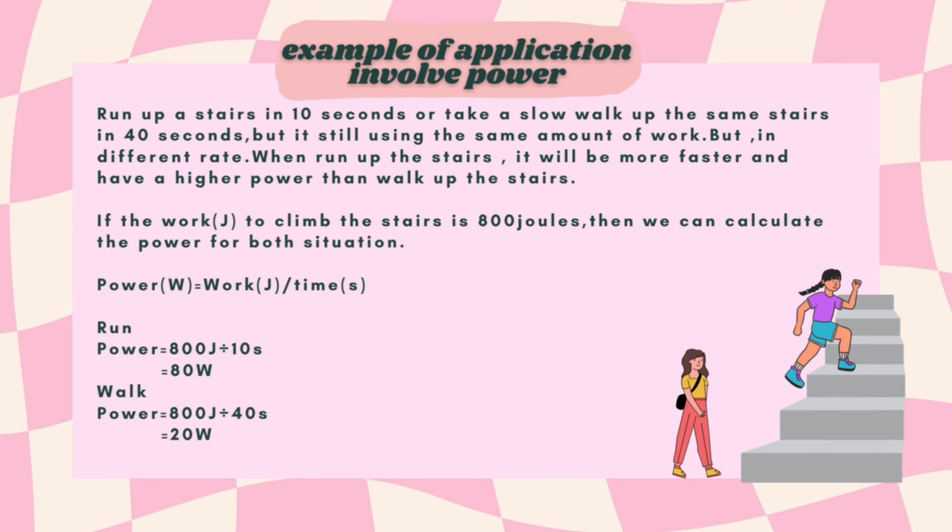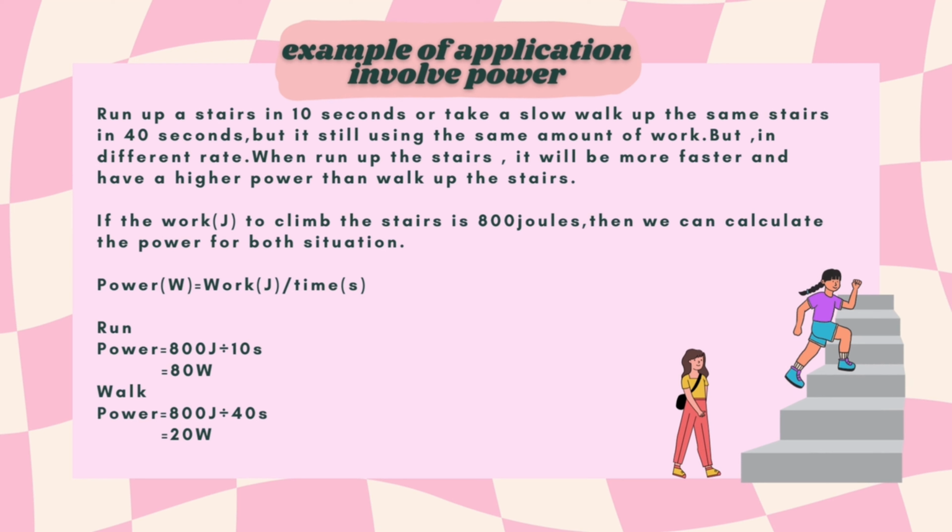The icon below shows one example of an application involving power. Run up a stair in 10 seconds or take a slow walk up the same stair in 40 seconds, but it's still using the same amount of work, just at a different rate. When running up the stair, it is faster and has a higher power than walking up the stair. The calculation below will prove that when we run up the stair, it uses more power than walking up the stair.